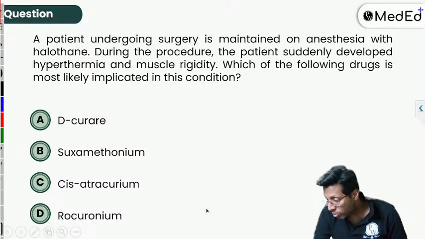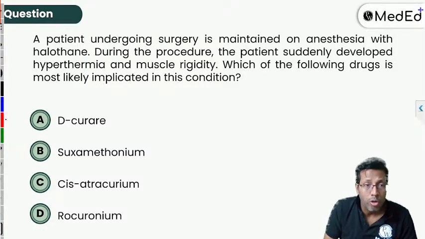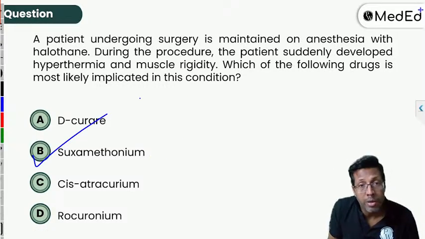DTC and DEXA, which are more vagolytic? The answer is B, correct. Here all of you are correct. The answer is B, right, because we are discussing malignant hyperthermia.